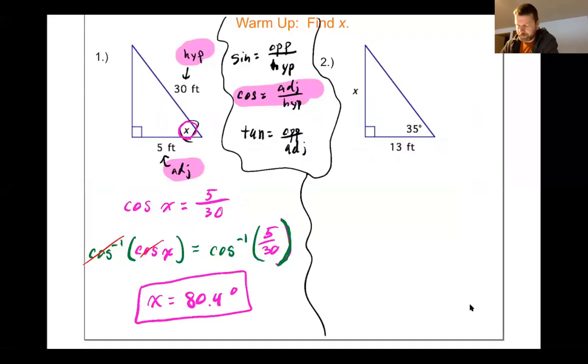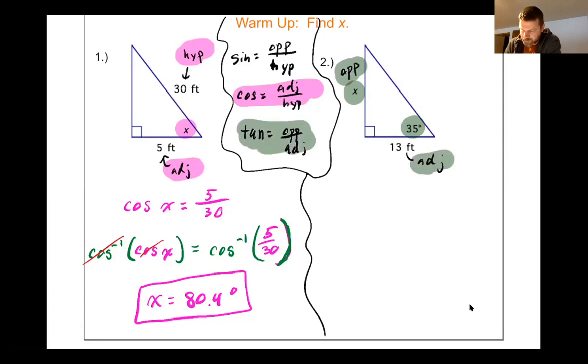We can do the same type of thing to find this x over here. Just identify your sides. In this case, there's my angle. So x is across from that angle. It's opposite it. So that's my opposite side. This 13, that's right next to the angle. Next to means adjacent. So that's my adjacent side. And opposite and adjacent, that requires tangent.